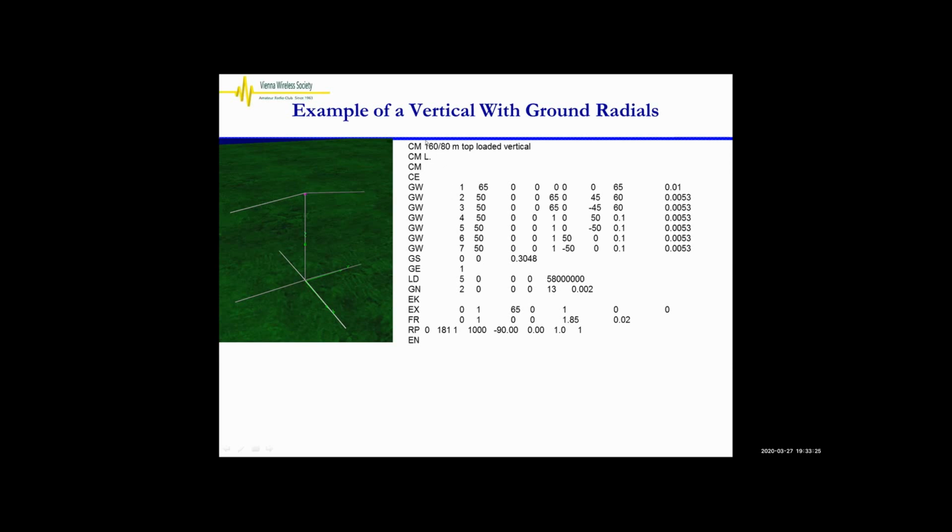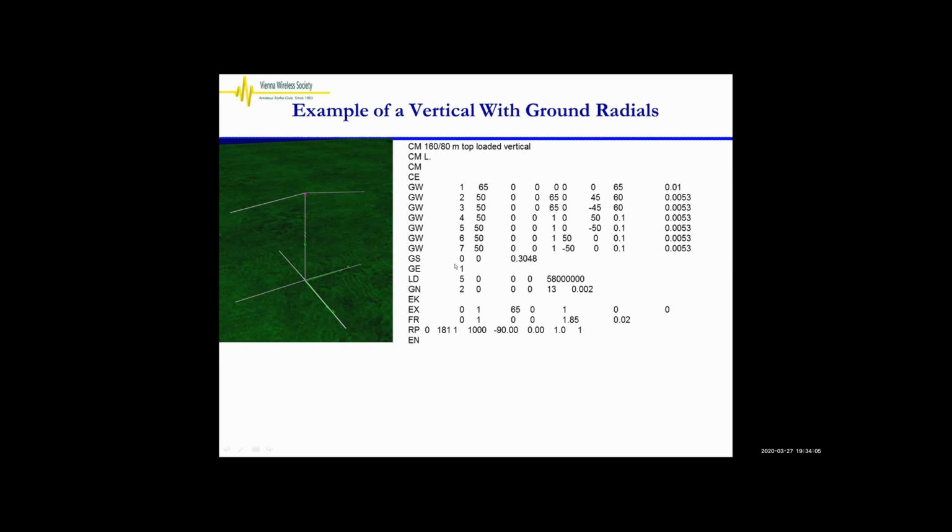So again, I start off with my comment cards, CM, blank there, CE, and the comments. And then I have 7 wires, right? 1, 2, 3, 4, 5, 6, 7. And I've, again, numbered them 1 through 7, and put number of segments down. So number 1, my vertical, is the taller wire, and I made it 65 segments because it's 65 feet tall. So I have 1 foot segments. Each segment length is 1 foot. And again, my GS scaling is to get from feet back to meters.